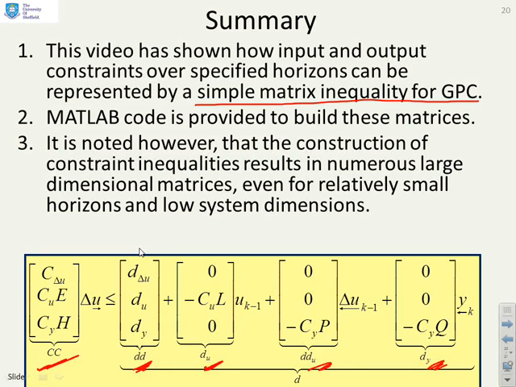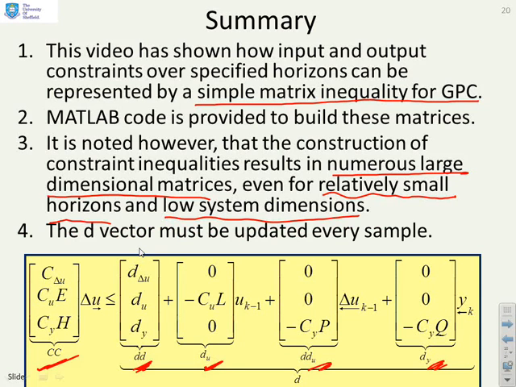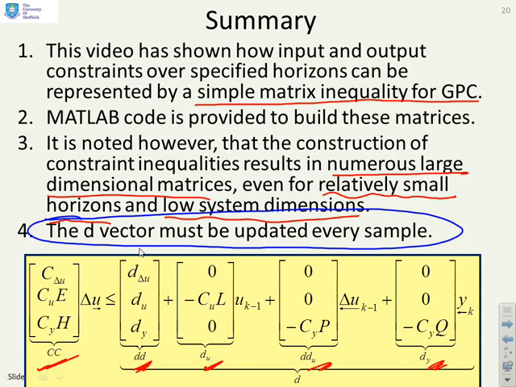It's noted, however, that the construction of these inequalities results in some large dimensional matrices, even for relatively small horizons and relatively low system dimensions. I only had a 3 by 3, which is quite small by predictive control standards, and you saw how rapidly the number of inequalities grows. And the final thing that you need to remember, and we must emphasize, is this D vector must be updated every sample, because it depends on past inputs and past outputs.